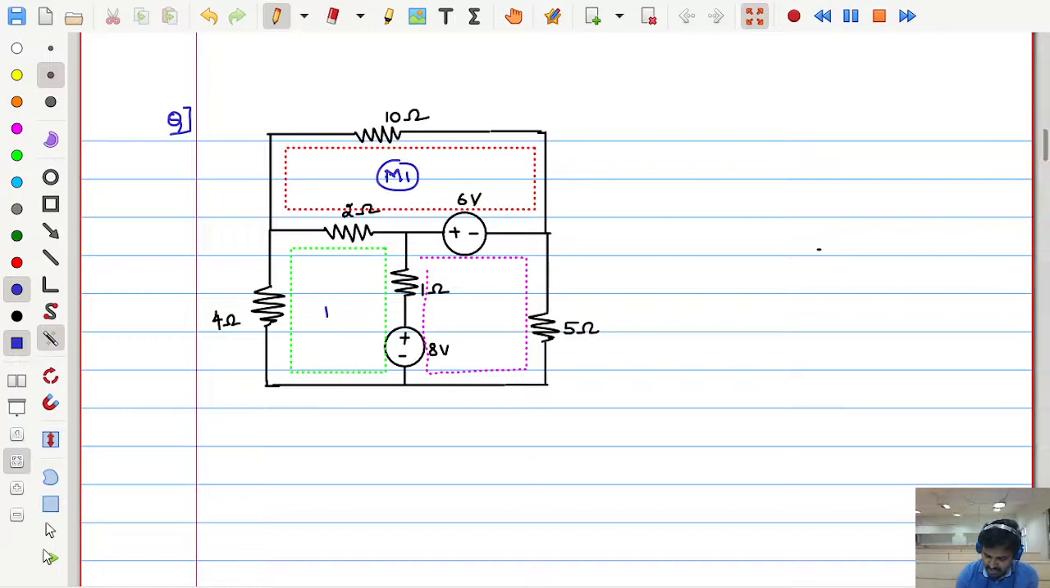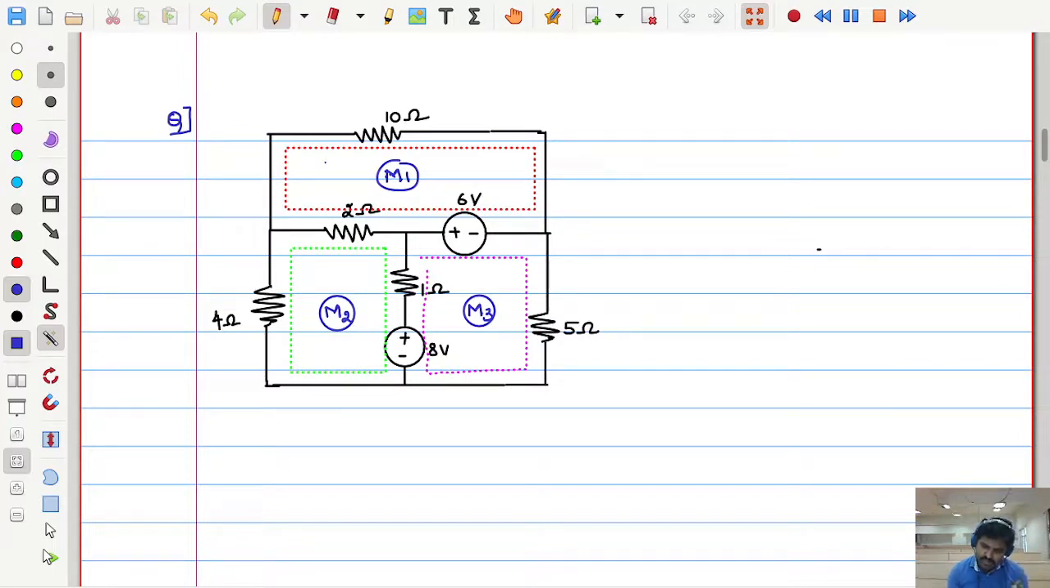Then mesh 2 is yours. You write down the equation for this. Mesh 3 is your friend's. So we have 3 members, right? Now mesh 1 is mine. So what is the next, second step?